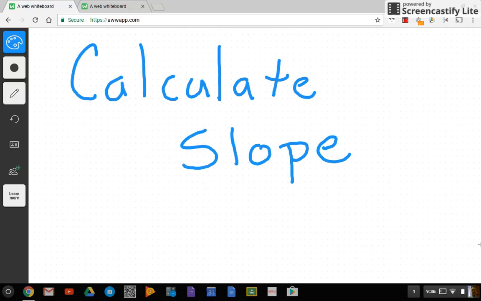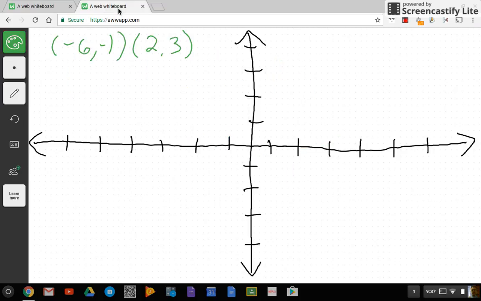All right, I'm going to try and calculate slope. So the problems that you would have would look something like this. I've got 2 points to graph, and then I need to calculate slope, the x-intercept, and y-intercept.